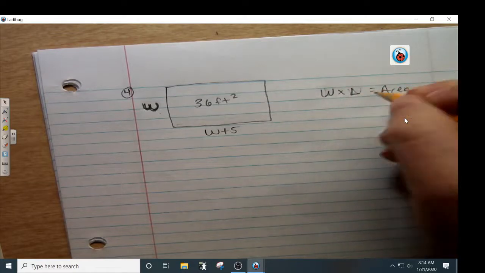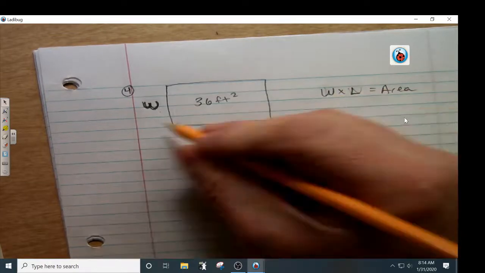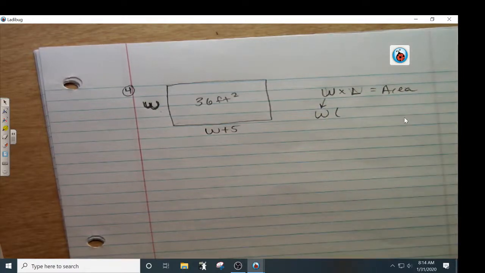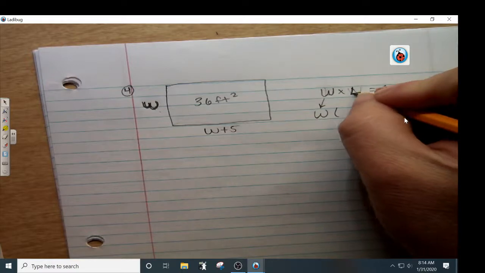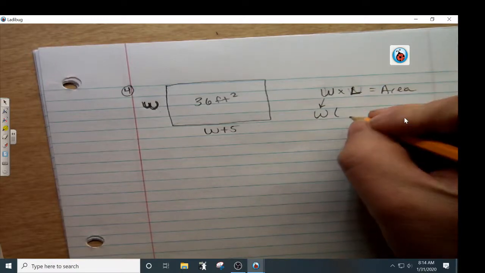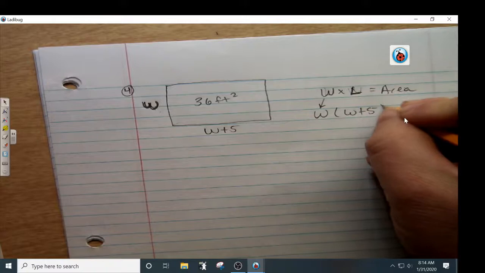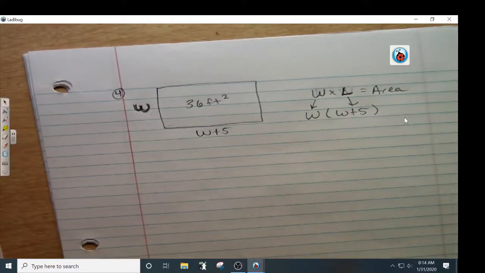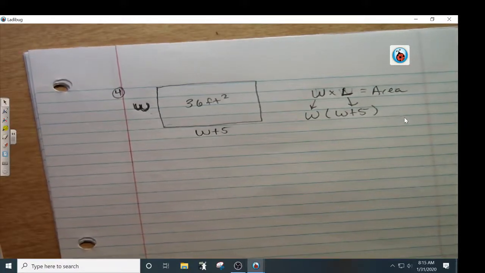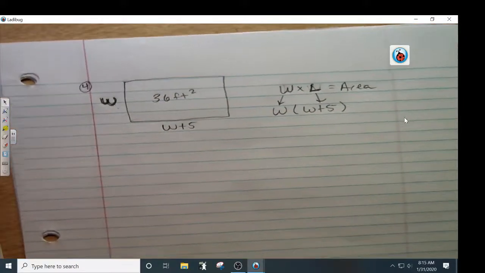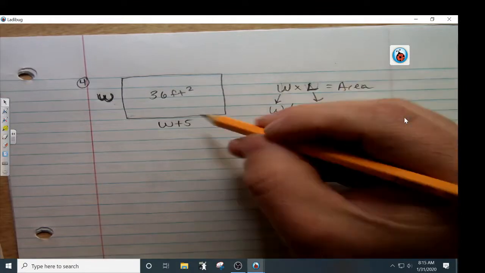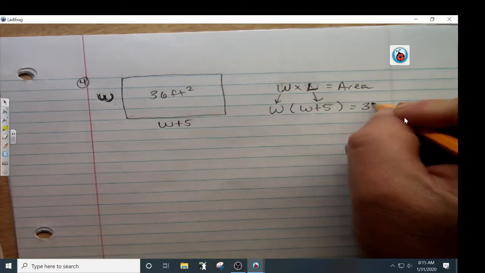Okay. Now my width is W. So my width is W. My length is W plus 5. So there's my length. Okay. And guys, with this being set side by side, we know we're multiplying. And it says the area, well, the area is already given to us as 36.